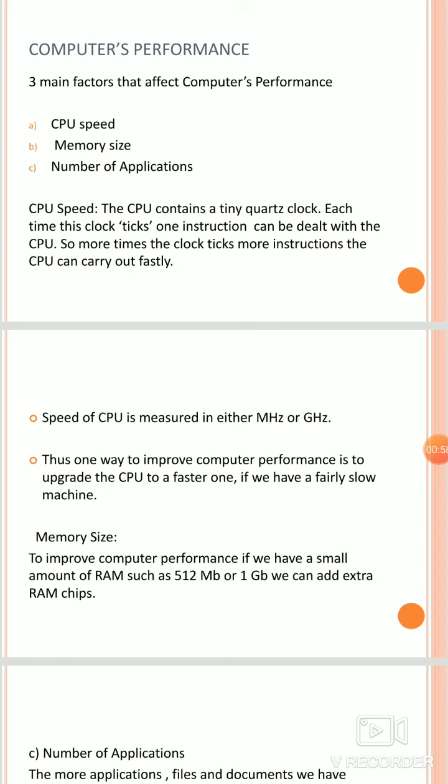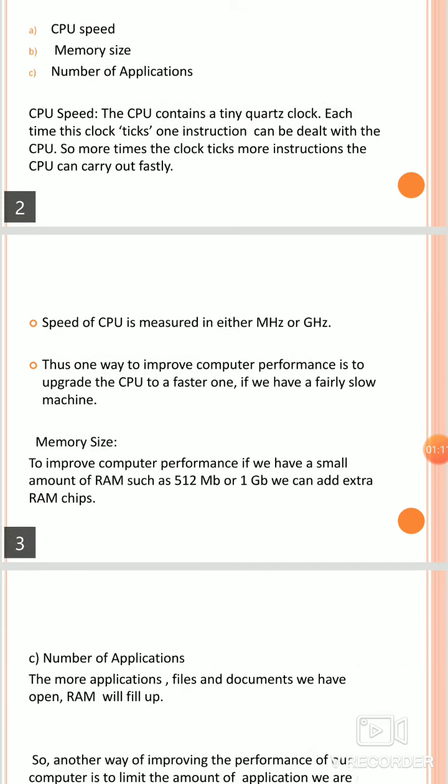Memory size. To improve computer performance, if we have a small amount of RAM such as 512 MB or 1 GB, we can add extra RAM chips to improve the computer's performance.